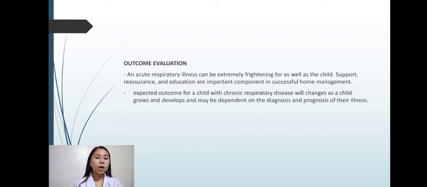And the next one, outcome evaluation. An acute respiratory illness can be extremely frightening for the family as well as the child. Support, reassurance, and education are important components in successful home management. Expected outcomes for a child with a chronic respiratory disease will change as they grow and develop and may be dependent on the diagnosis and prognosis of the illness.